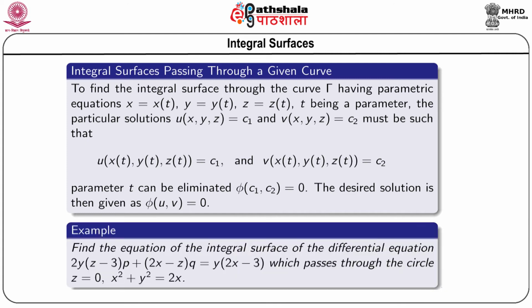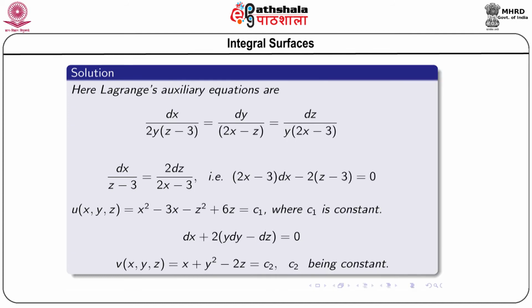Suppose we want to find the integral surface of the quasi-linear equation (2yz minus 3) p plus (2x minus z) q equals y(2x minus 3), and the integral surface which passes through the circle z equals 0, x squared plus y squared equals 2x. Now, the auxiliary equation for the given equation can be written as dx by this equals dy by this equals dz by y(2x minus 3).